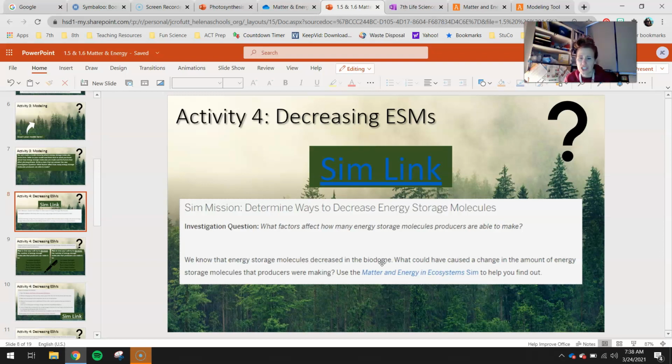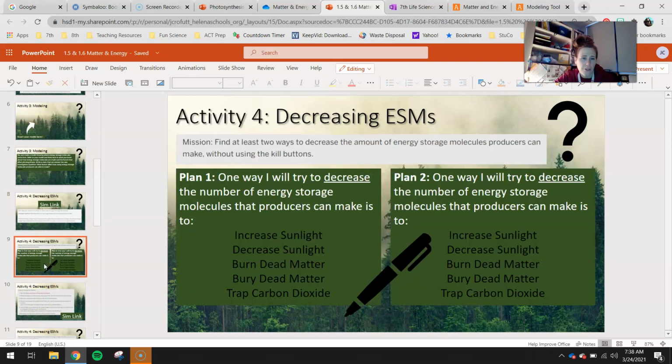So what could have caused a change in the amount of energy storage molecules that producers were making? Use the sim to help you find out. First and foremost, you guys are going to make some predictions. Find at least 2 ways to decrease the amount of energy storage molecules producers can make without using the kill button. So you can't kill off any organisms, okay?